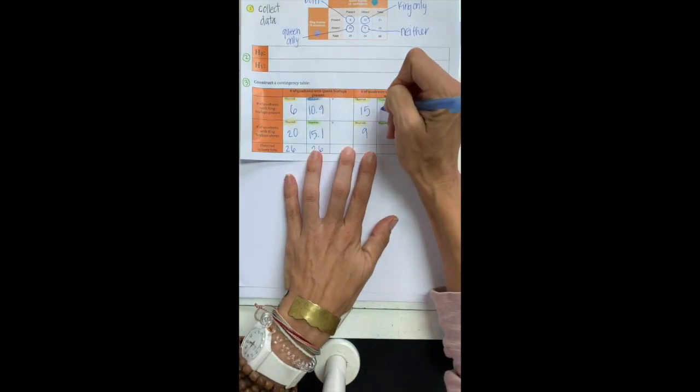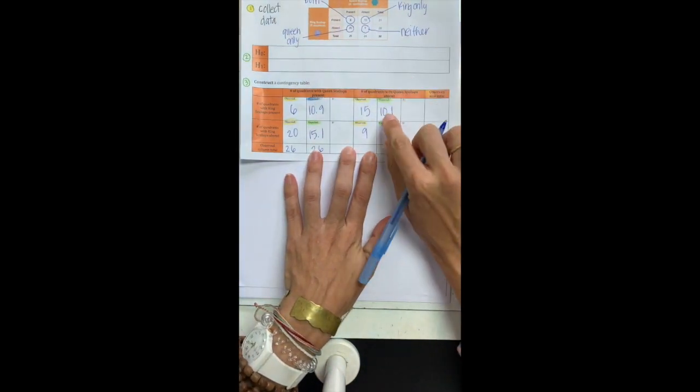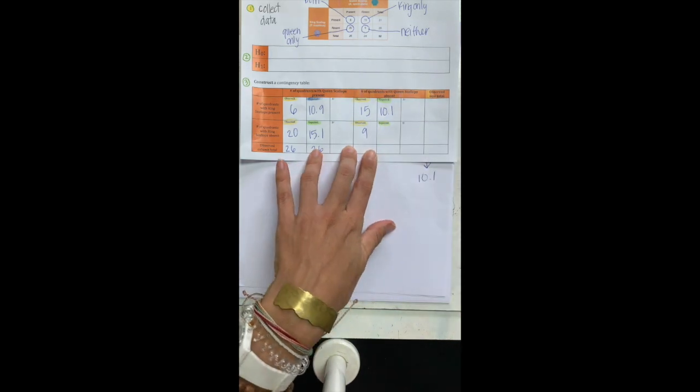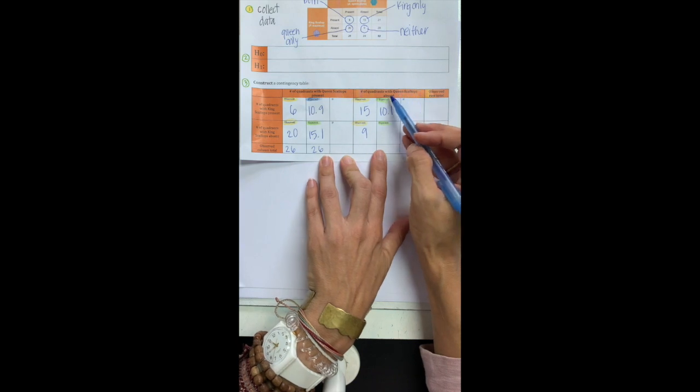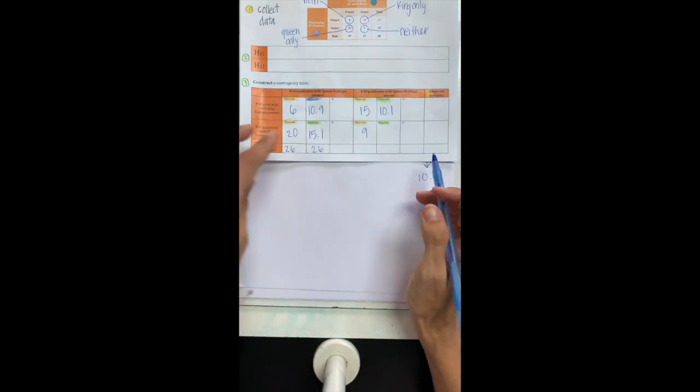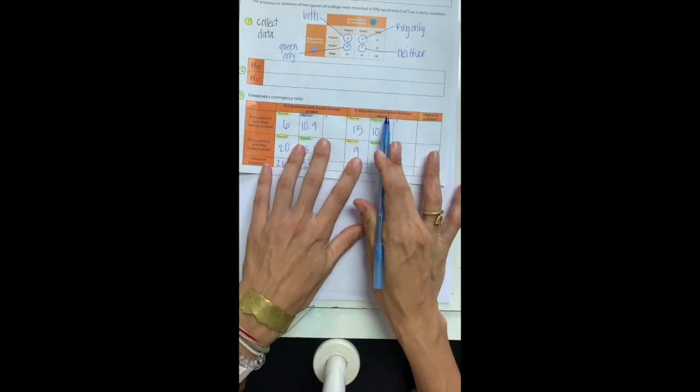Right here, 10.1. So that's our expected now. Okay. Last little square we're going to figure out. Right here, queen's absent and king's absent. So the first one we're going to figure out, queen's absent.